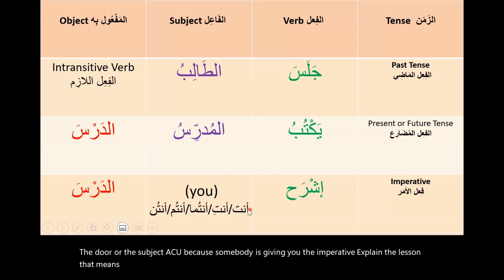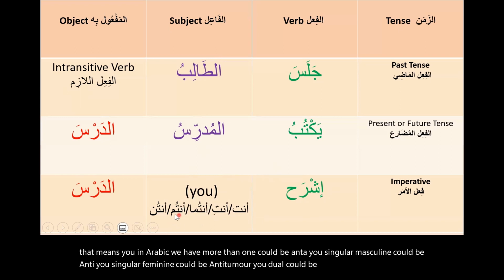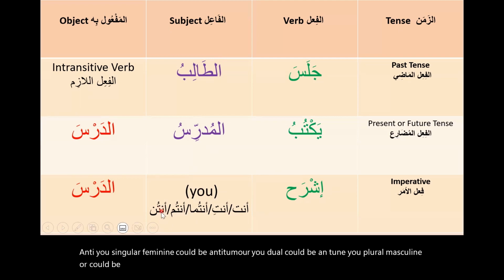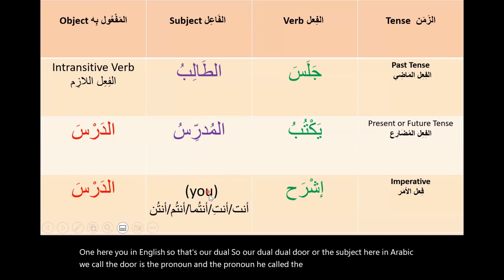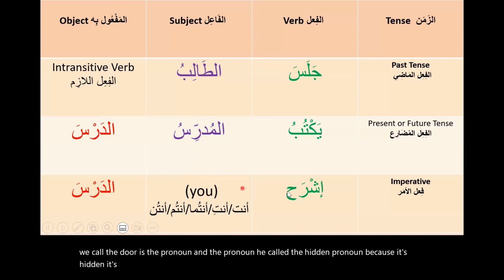In Arabic, we have more than one. Could be anta, you, singular masculine. Could be anti, you, singular feminine. Could be antuma, you, dual. Could be antum, you, plural masculine. Or could be antunna, you, plural feminine. The doer is the pronoun, and the pronoun is called the hidden pronoun because it's hiding somewhere, it's not here, but we infer that it is you. So that is our subject or our doer.